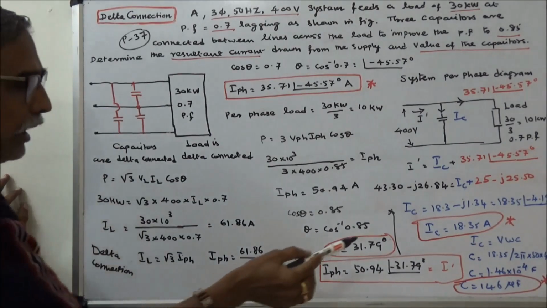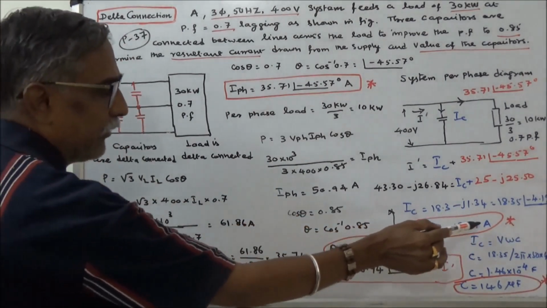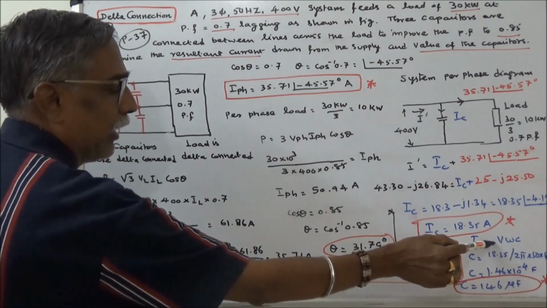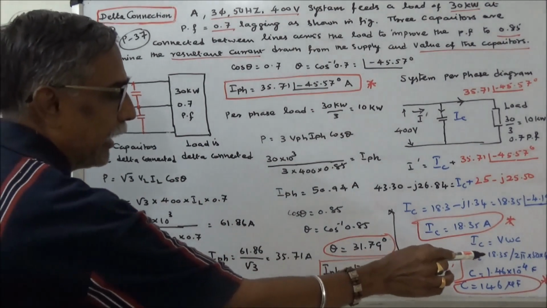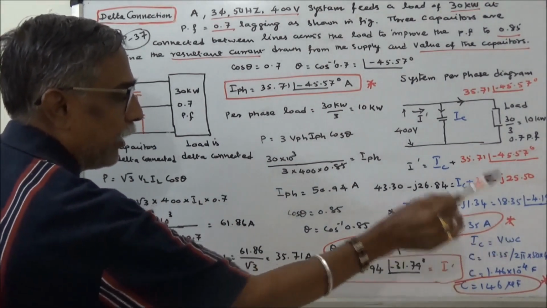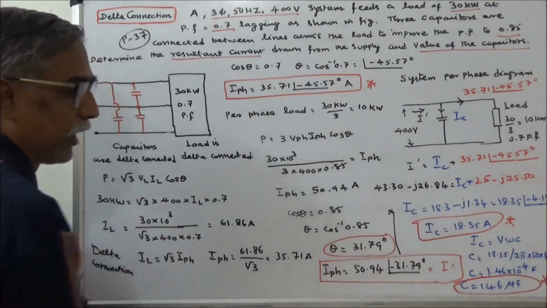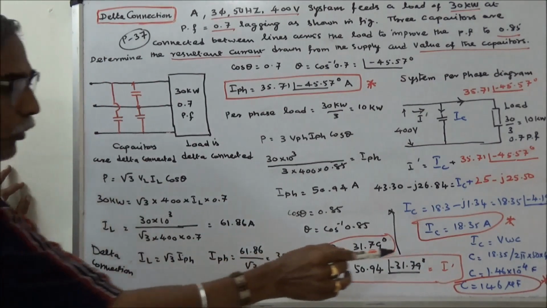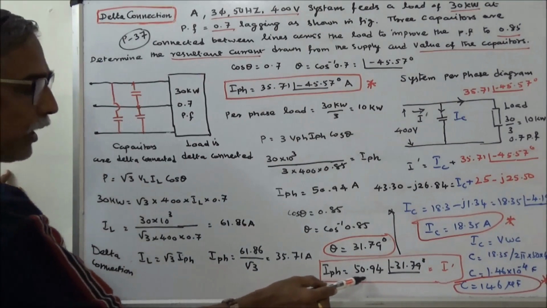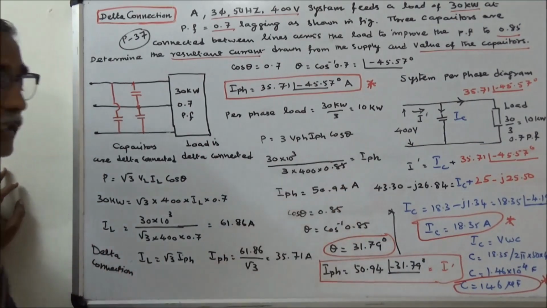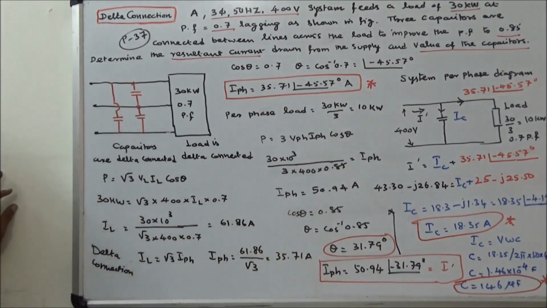We know that IC is equal to V into omega C. IC is equal to 18.35 amps, V is equal to 400, omega is equal to 2 pi f. Now we can calculate C. C is equal to 18.35 by 2 pi into 50 into 400. C is equal to 1.46 into 10 power minus 4 farads, or C is equal to 146 microfarads. So the resultant current is 50.94 angle minus 31.79 degrees. The capacitor value is 146 microfarads.